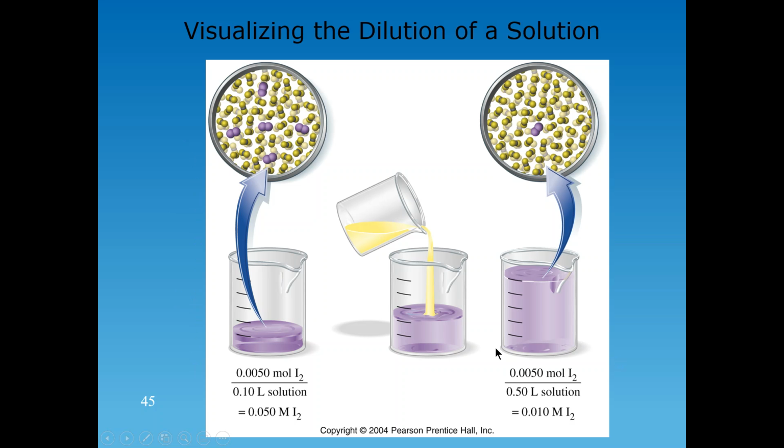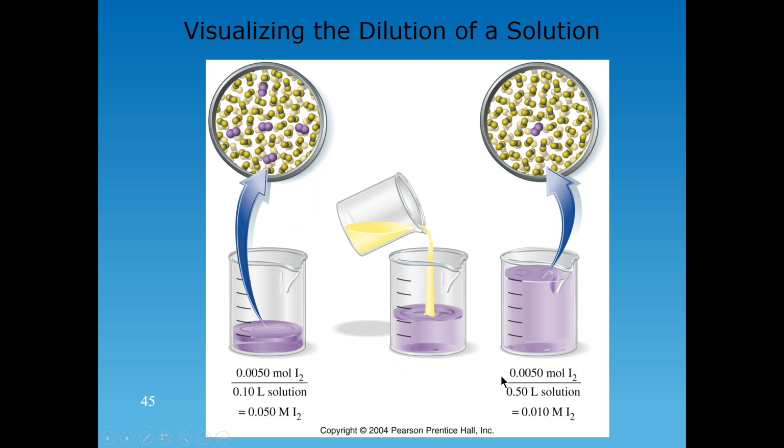So just to visualize what's happening when you're diluting a solution, here we have this diagram right here. Initially we have a solution which contains 0.0050 moles of iodine in 0.1 liter of solution. So therefore this would be the resulting molarity, 0.050 M for the iodine solution. And then what this person did was add water to it until the final volume increases to 0.5 liters.